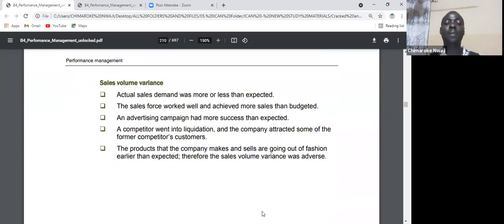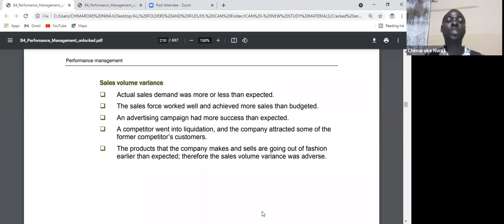For the volume variance, the actual sales demand may be more or less than what you expected. So maybe you budgeted to sell 1,000 units, but the market is demanding 900. So your sales volume variance will be 100 in volume. Then the sales force worked well and achieved more sales than the budget. So maybe they hit their target and exceeded it in volume. Everybody is happy, they're getting a favorable variance. Perhaps you might have an advertising campaign which brought more success than expected. And so you increase your sales, and that will account for a favorable variance.